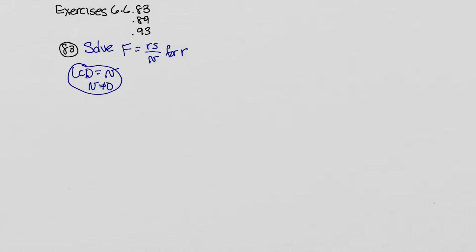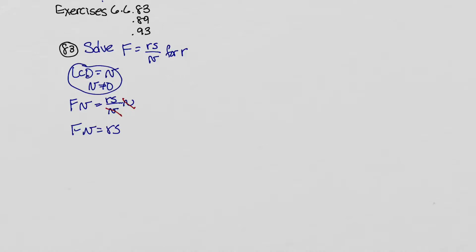There's our LCD. And now, as we always do, we write the LCD right next to each one of the original terms, right? Write it right here and write it right here. So we will get FV equals RS over V times V. Now on the left side, we'll still have the FV, but on the right side, you can see that V will cancel with that one. Let's do that. That V cancels with that one, and we're just left with RS times 1, just RS.